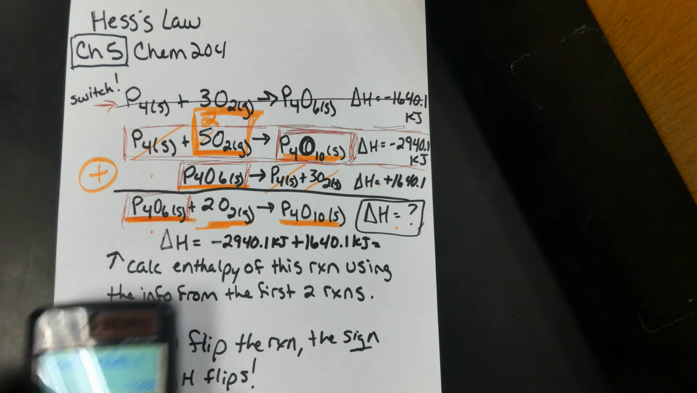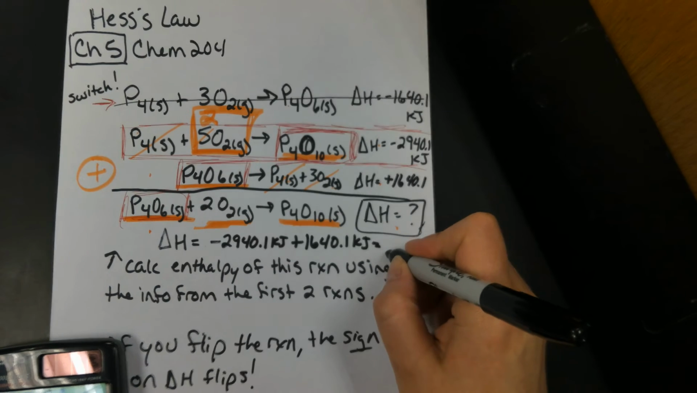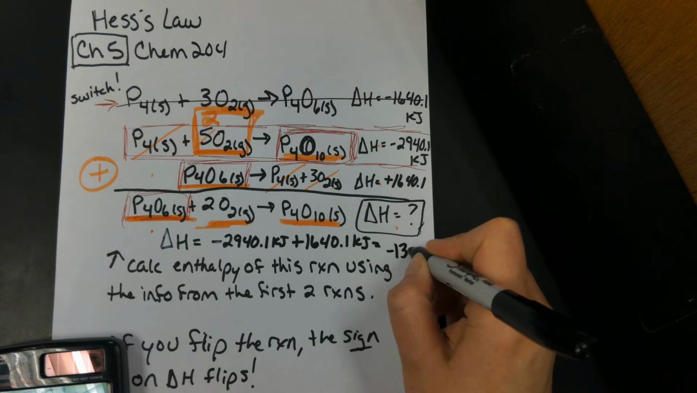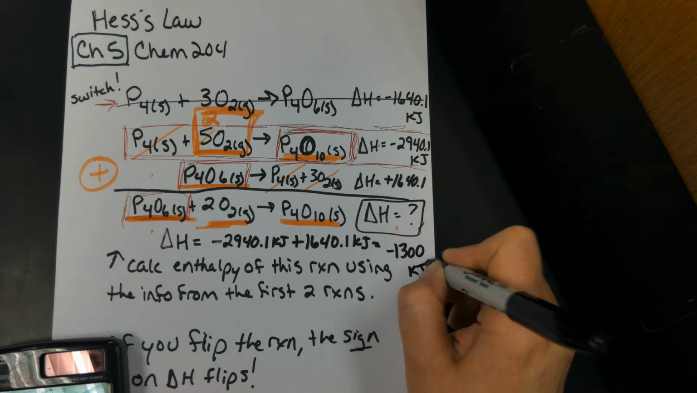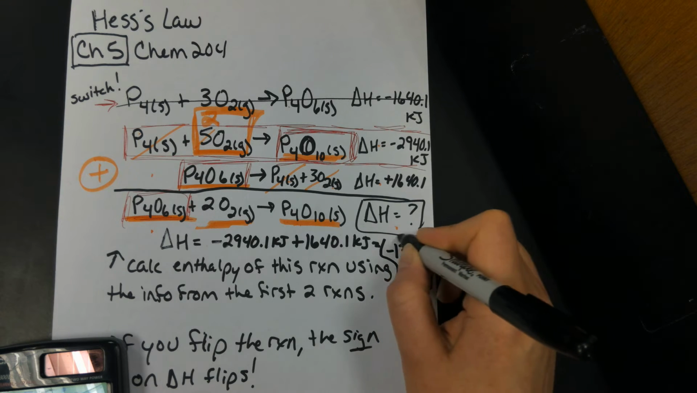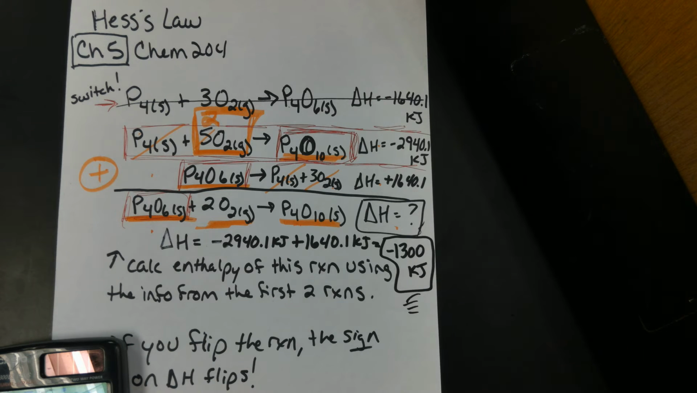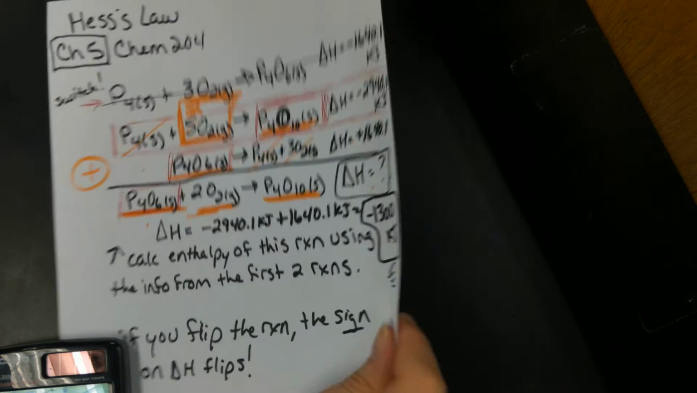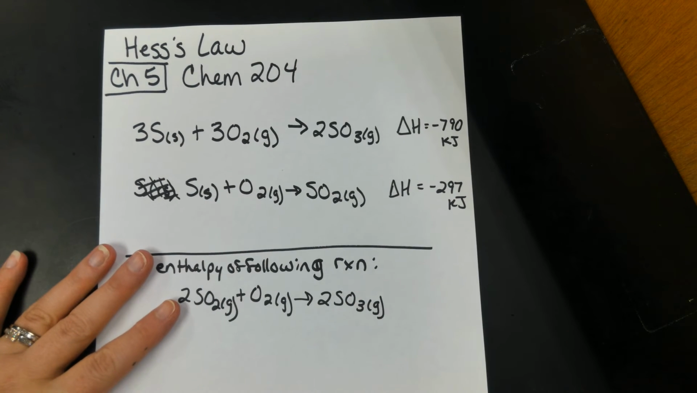I get negative 1300 kilojoule. That is the answer. So let's do another one. I believe this one involves some multiplication, so let's buckle up.